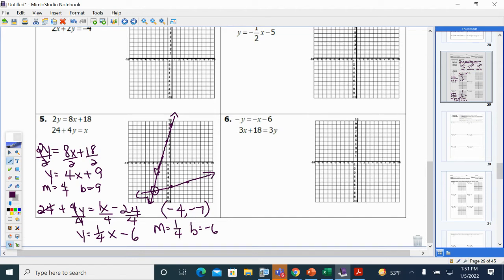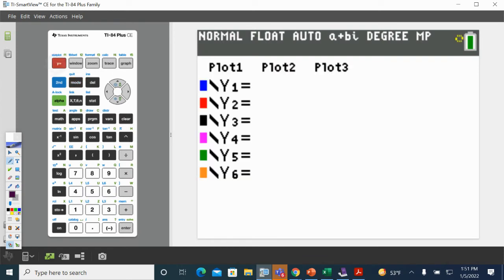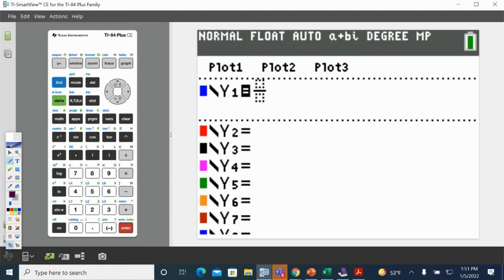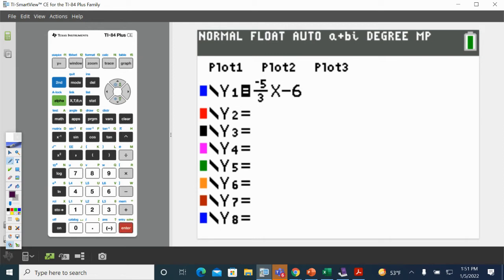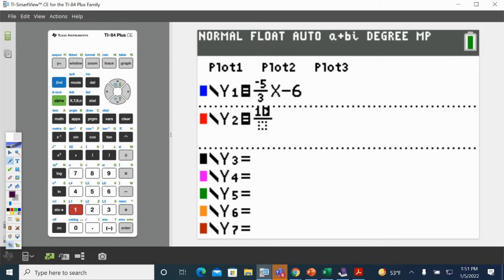So I want to show you very quickly what this might look like if you choose to use the graphing calculator. So I'm going to jump to the y equal part. All I've done is grab my graphing calculator and go to y equal. If you're looking at number 1 on your notebook paper, I'm going to put that one in. So I'm going to bring up alpha y equal for a fraction, and I got my -5 over 3x minus 6. That's going to go into y1. And then the second equation, 1/6 x plus 5, is going to go into y2.